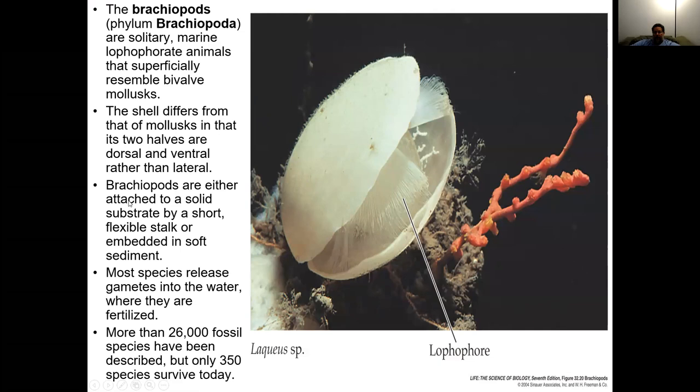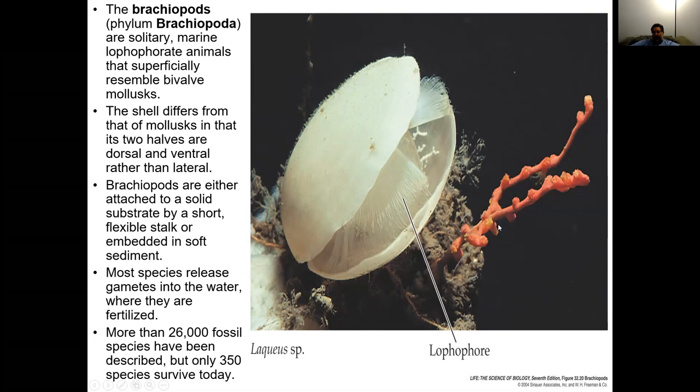Brachiopods are found in the oceans. They are attached to substrate or bedded in soft sediment, and most of the species fertilize externally in the water. So the sperm and eggs will leave the body and actually be fertilized in the water. Apparently they've been around for a long, long time. There are more than 26,000 fossil species that have been described. That's kind of cool in a way, and crazy in the other way, to think that there are people who are extreme experts of this and have been able, as groups of people, to identify 26,000 species.